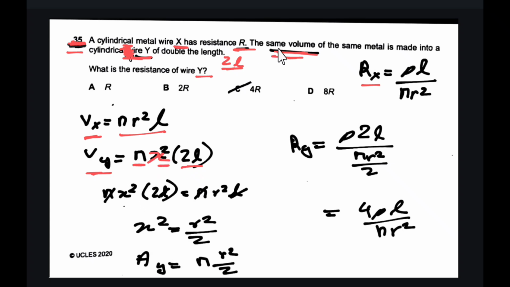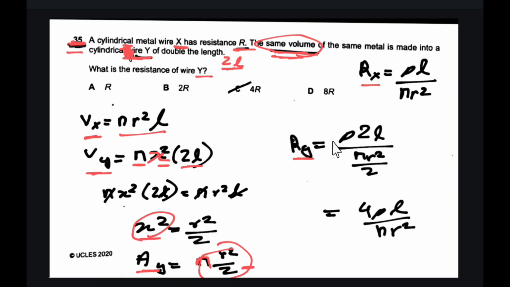Since they have the same volume, after equating the volumes, we get the value of x square as r square by 2. So what is the area of Y? We know that the area of Y is pi times the radius square, that is pi into this value, pi r square by 2. So this is the area of Y.